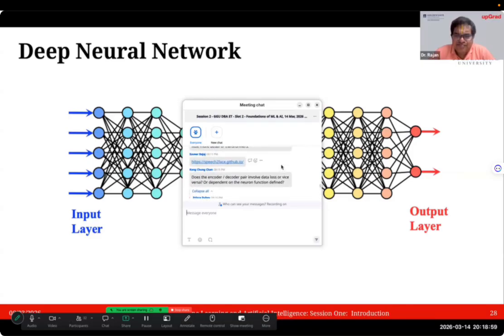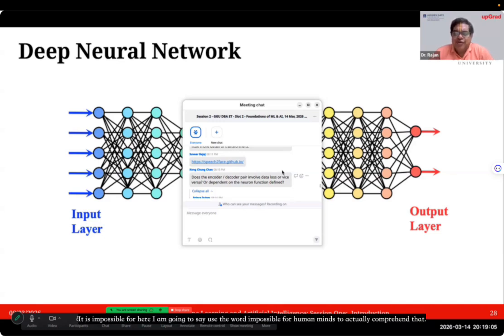Correct. Thank you. It's so complex, so nonlinear, that it is impossible, I'm going to use the word impossible, for human minds to actually comprehend it. So what you said is correct.